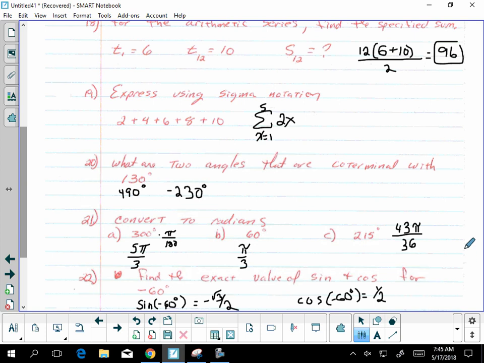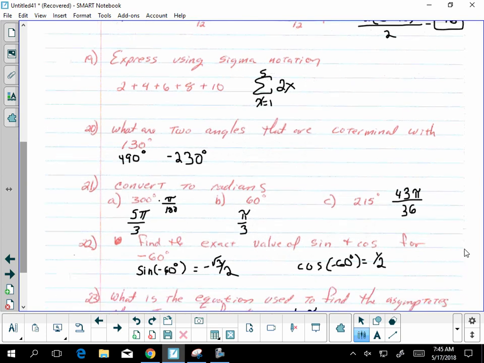On 22, we want to find the exact measurement. Well, negative 60 degrees, the coterminal angle is 300. So I looked on my unit circle and I got the y coordinate for 300 degrees, which is negative radical 3 over 2. And the x coordinate for that is positive 1/2.